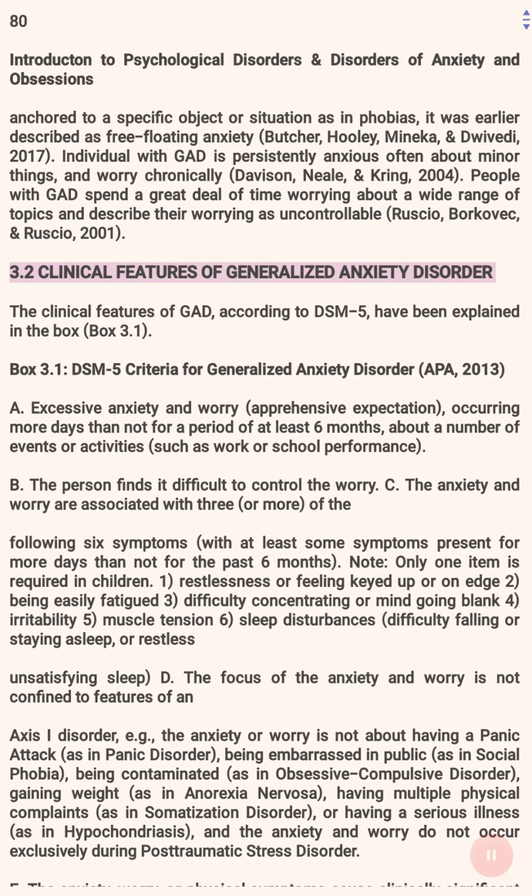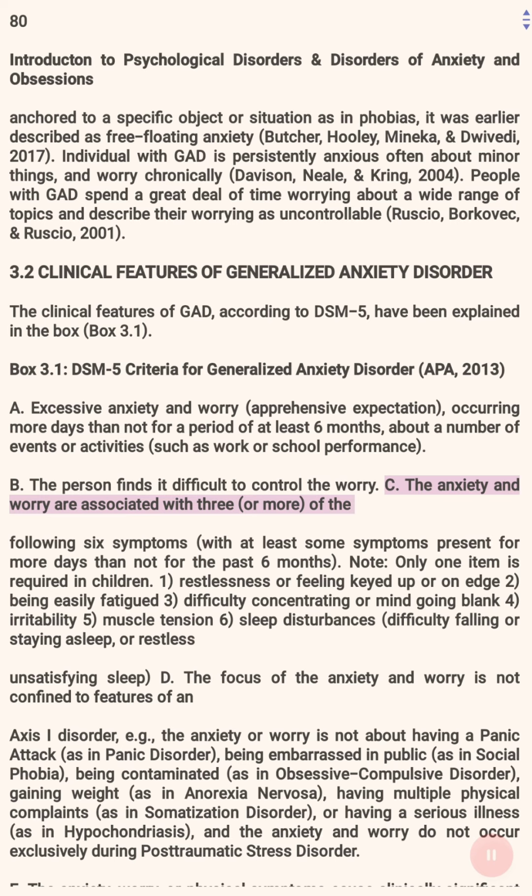3.2 Clinical features of generalized anxiety disorder. The clinical features of GAD, according to DSM-5, have been explained in the box 3.1. Box 3.1, DSM-5 Criteria for Generalized Anxiety Disorder, APA, 2013. A. Excessive anxiety and worry, apprehensive expectation, occurring more days than not for a period of at least 6 months, about a number of events or activities, such as work or school performance. B. The person finds it difficult to control the worry.